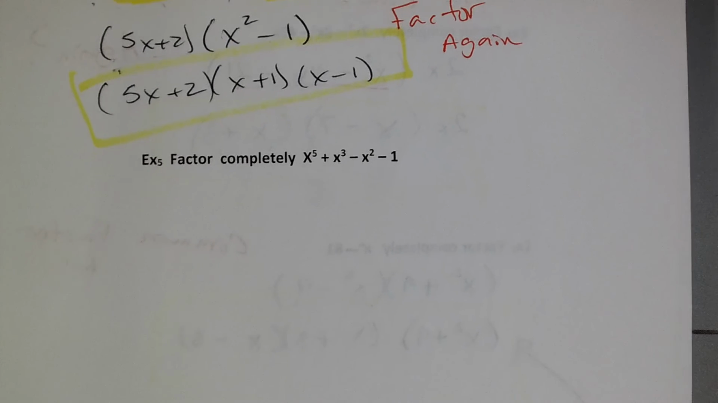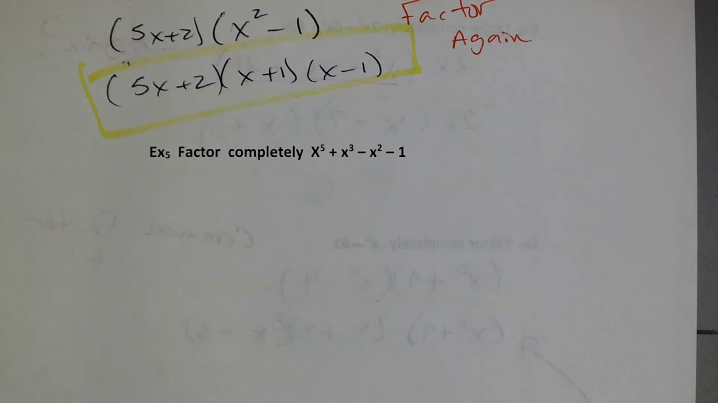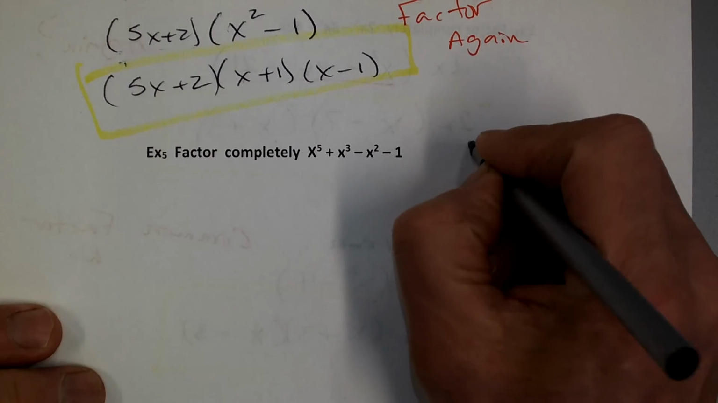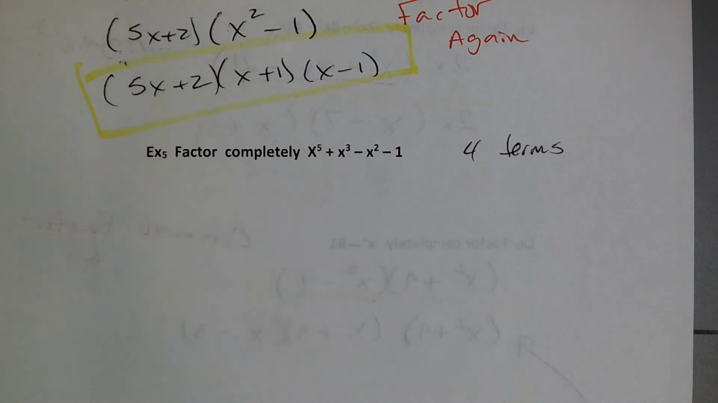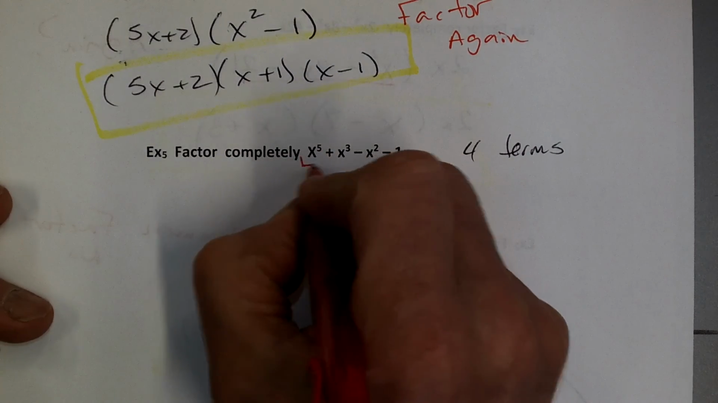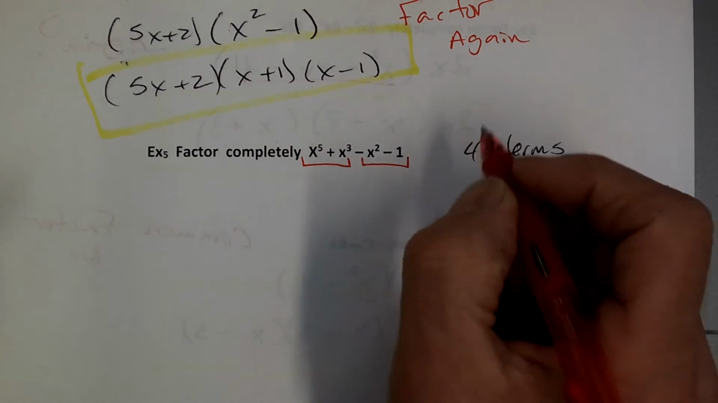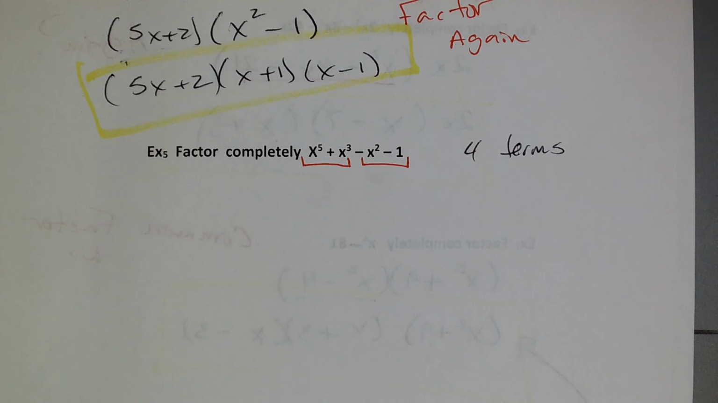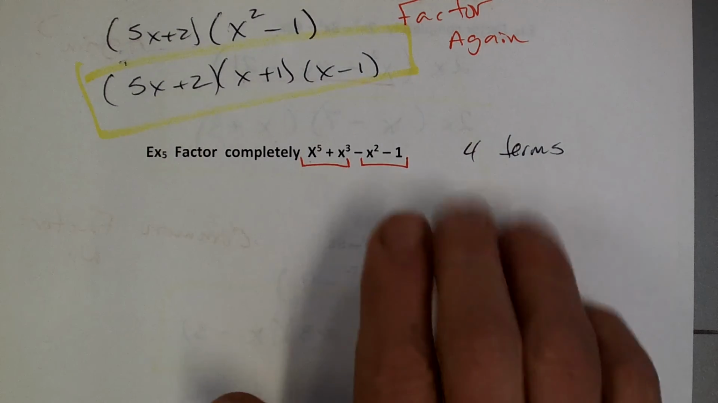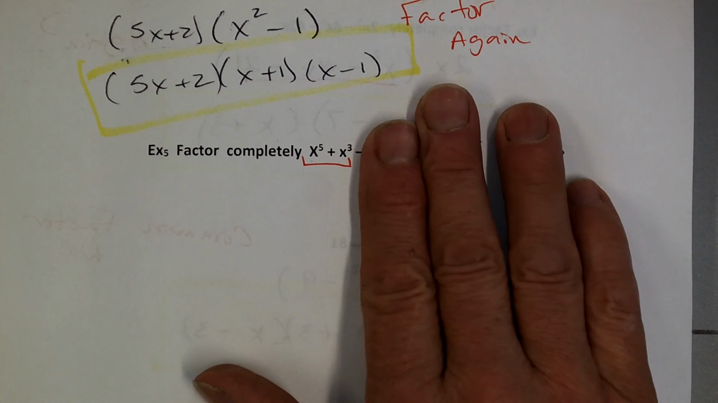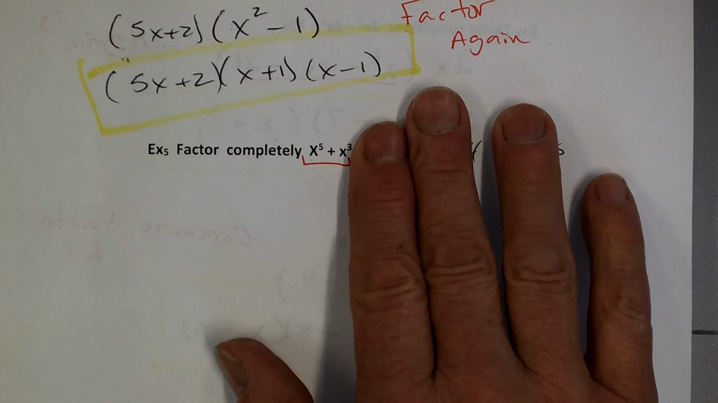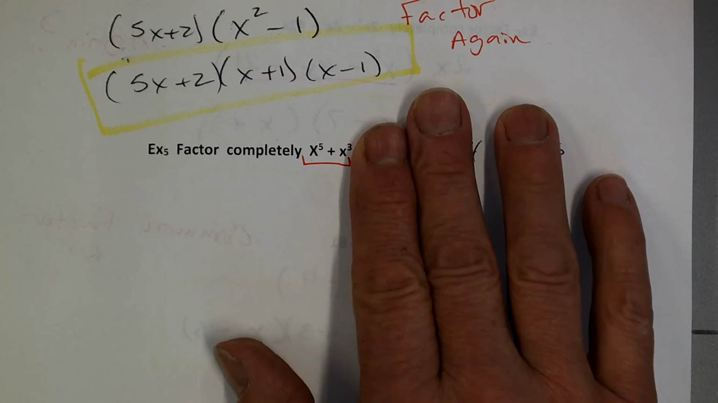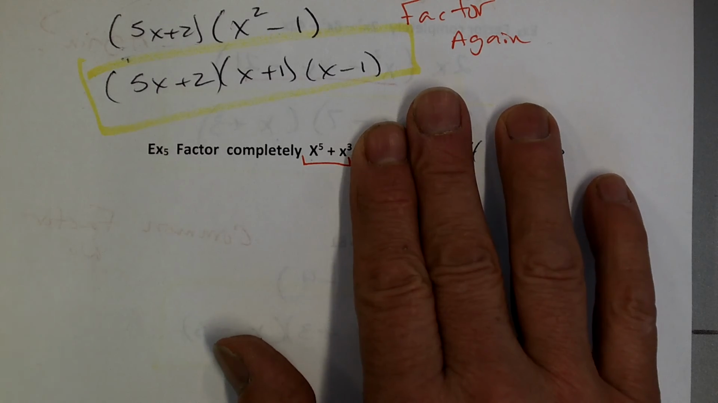All right, number 5. There are four terms, so I'm going to group them. I'm going to put these two together and these two together. The first two, what do they have in common? Go ahead, Abby. X cubed, right? They've got at least an x cubed in common.